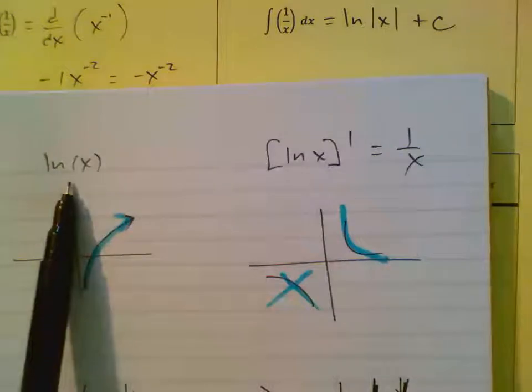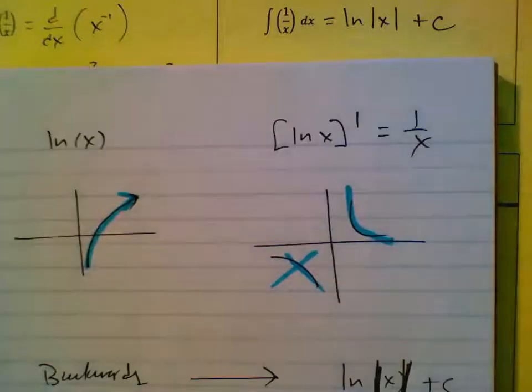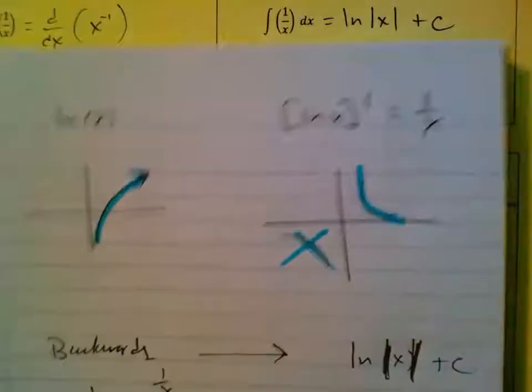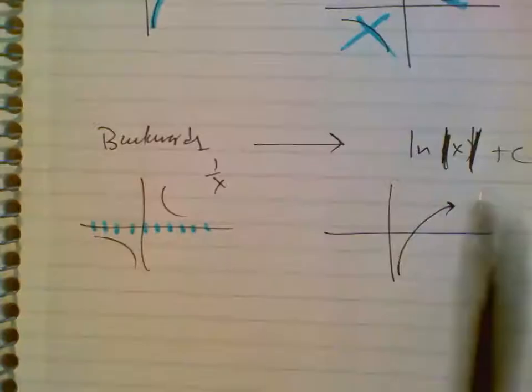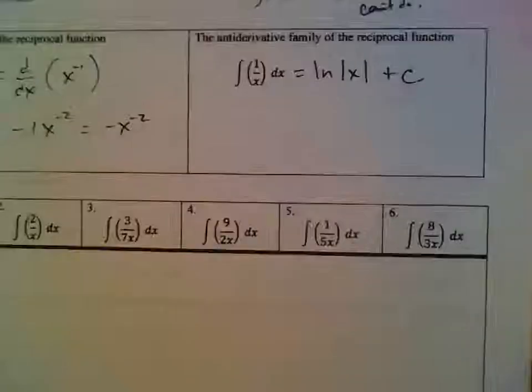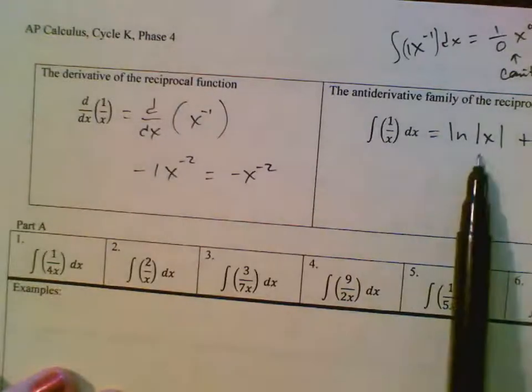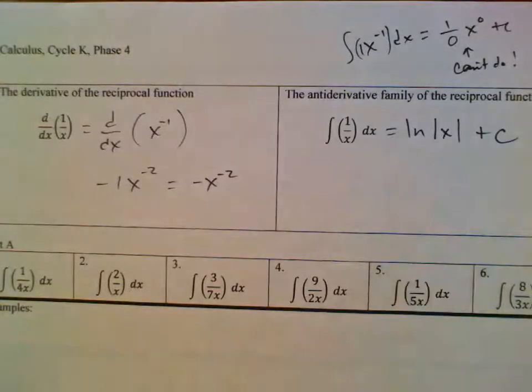To take the derivative of this, you don't need the absolute values. It's just implied that you can't plug negatives in here. But going backwards, we do need them. Okay, sorry if that confused you. Don't even worry about it, guys. You just have to know that the antiderivative of 1 over x is that with the absolute values. Okay, so here are some examples.